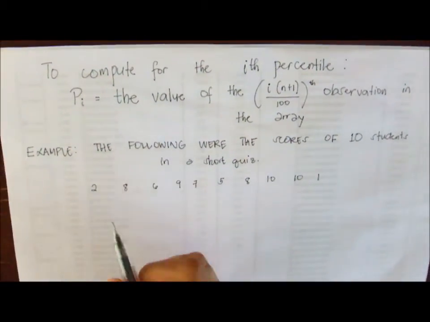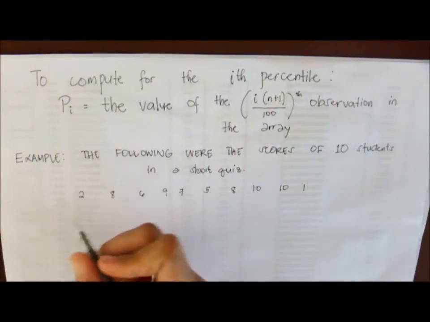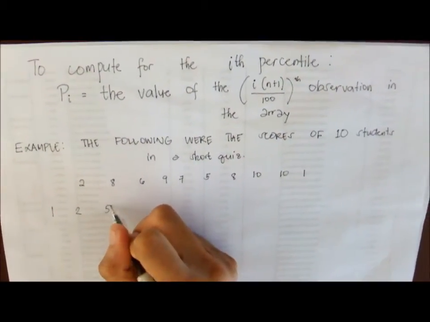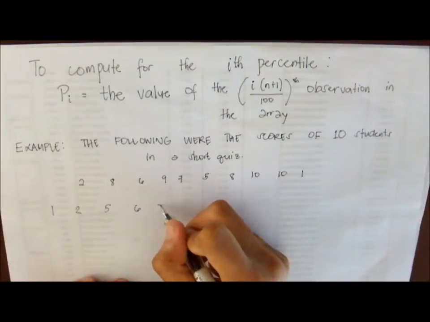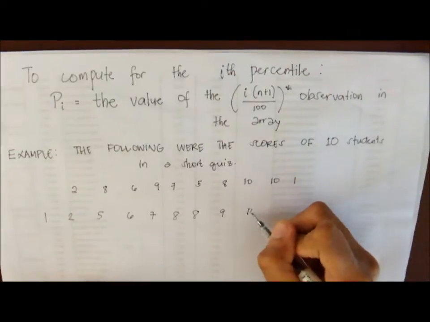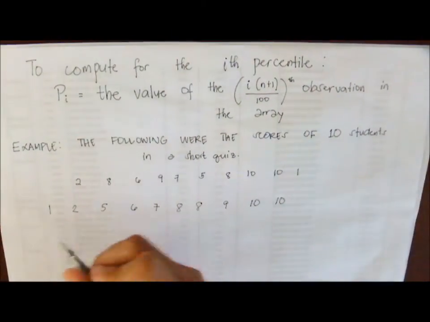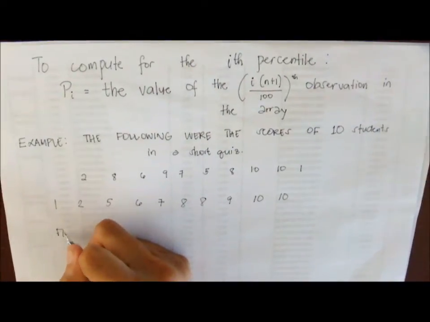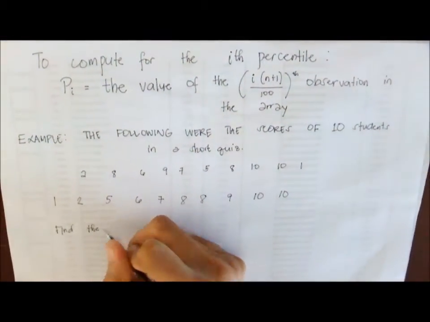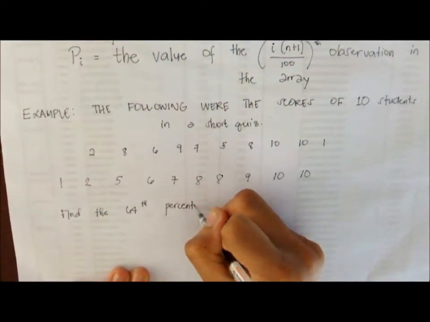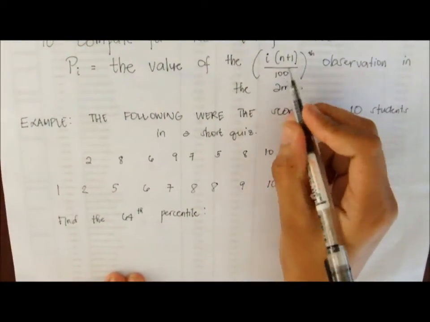First step is to arrange the data from the lowest to highest. So we should write 1, 2, 5, 6, 7, 8, 8, 9, 10, and 10. Next, for example, the question is find the 64th percentile. So you will use the formula above.